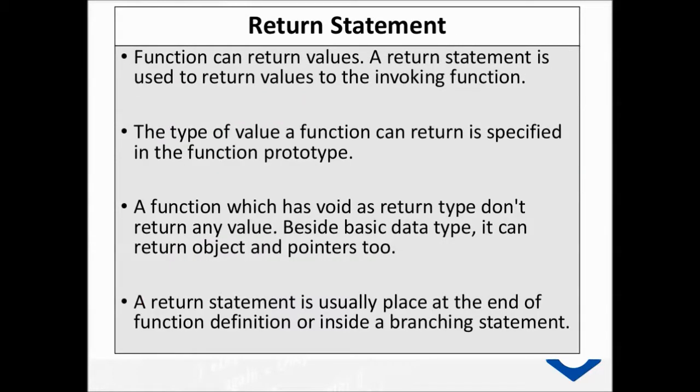Functions can return values. A return statement is used to return values to the invoking function. The type of value a function can return is specified in the function prototype. A function which has void as return type does not return any value. Besides basic data types, it can return objects and pointers too. A return statement is usually placed at the end of a function definition or inside a branching statement.